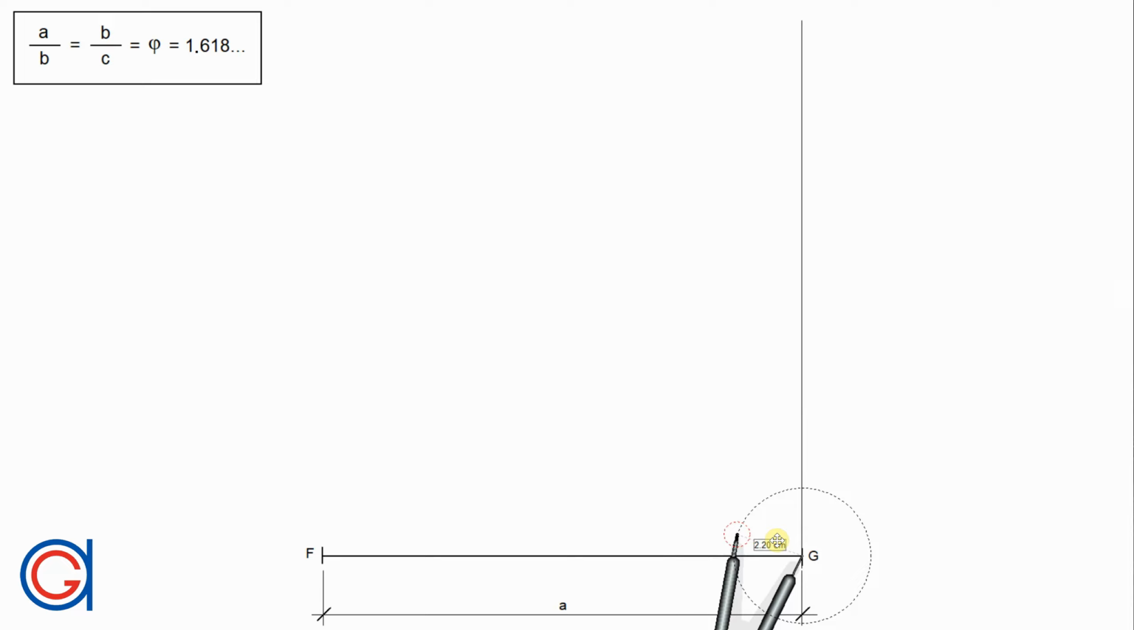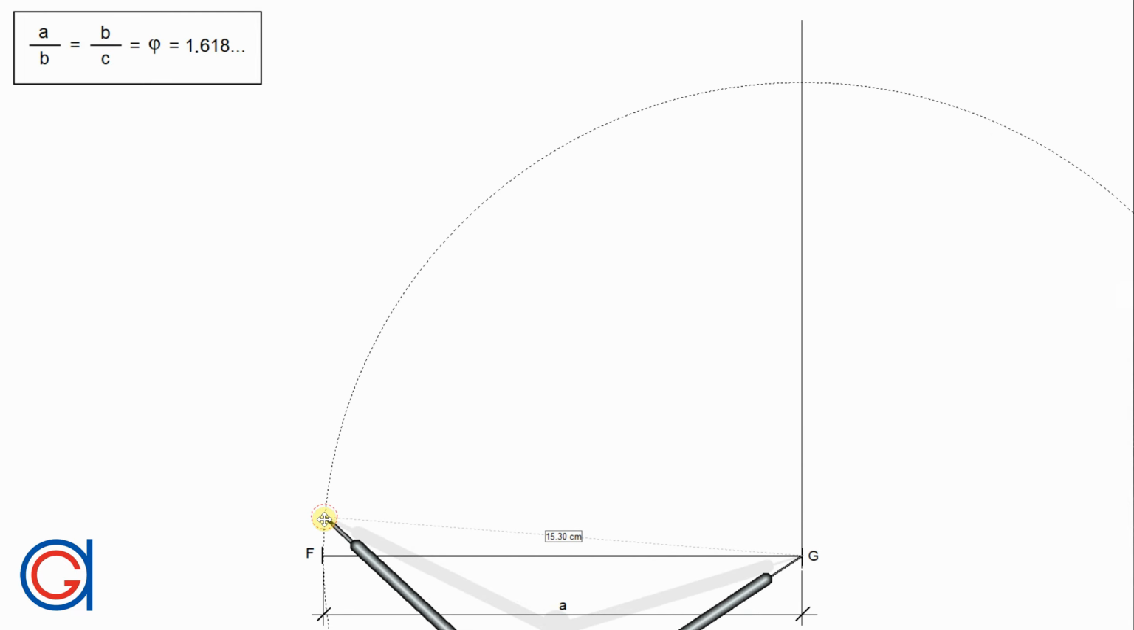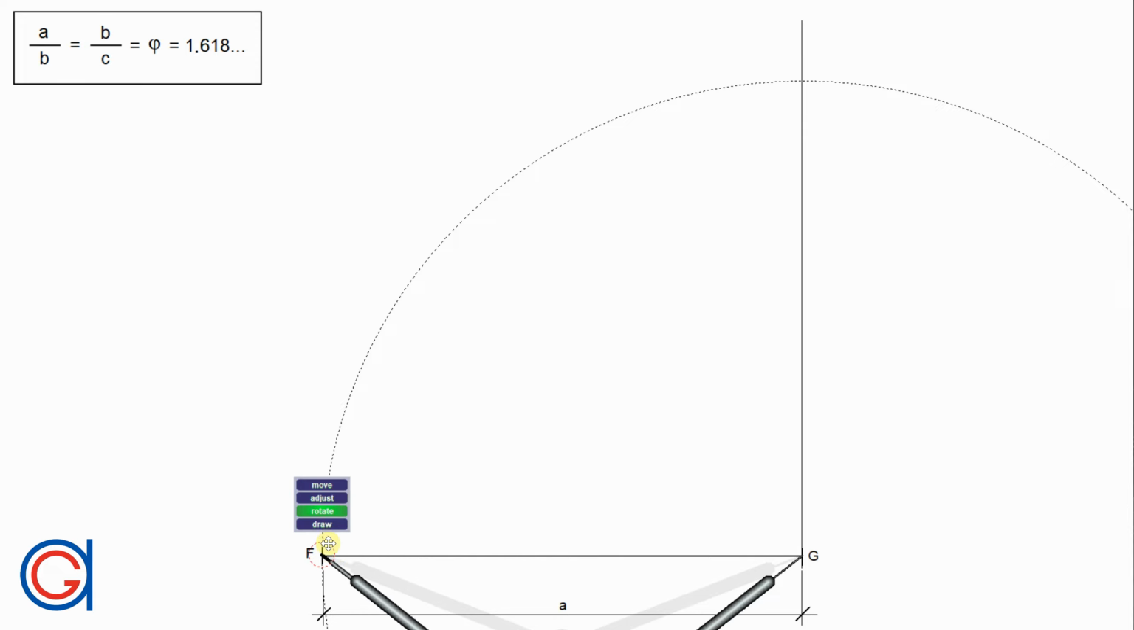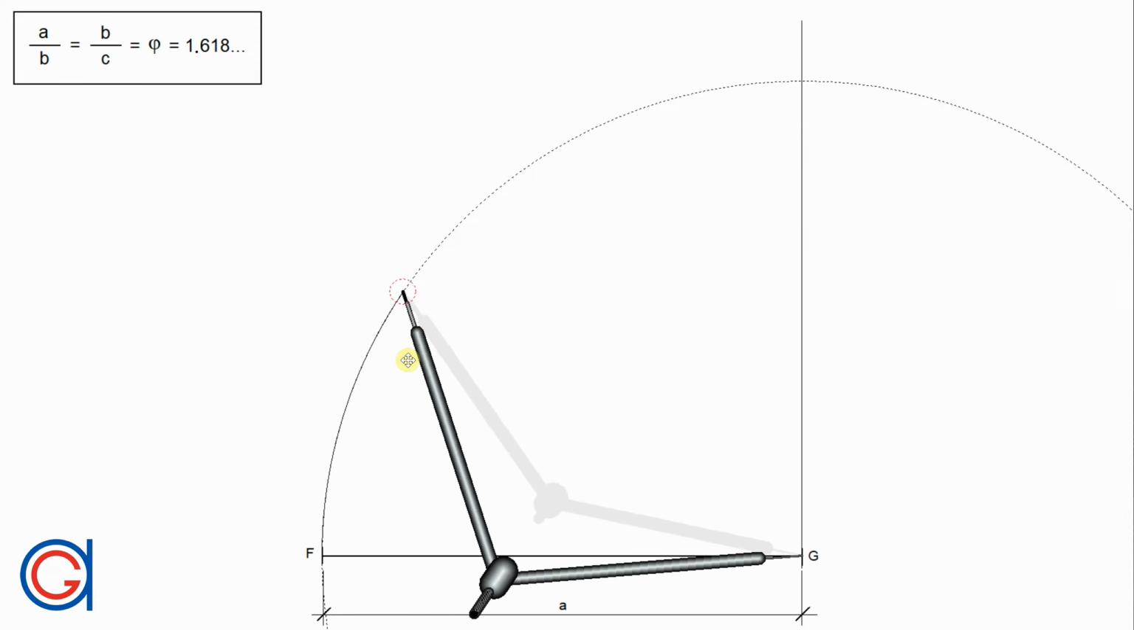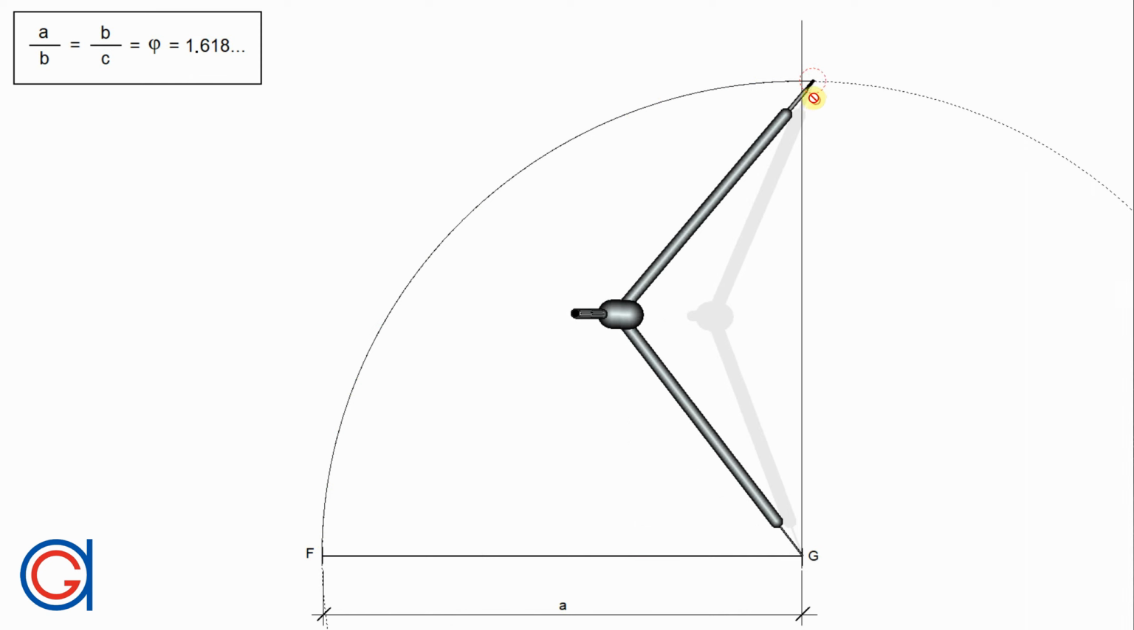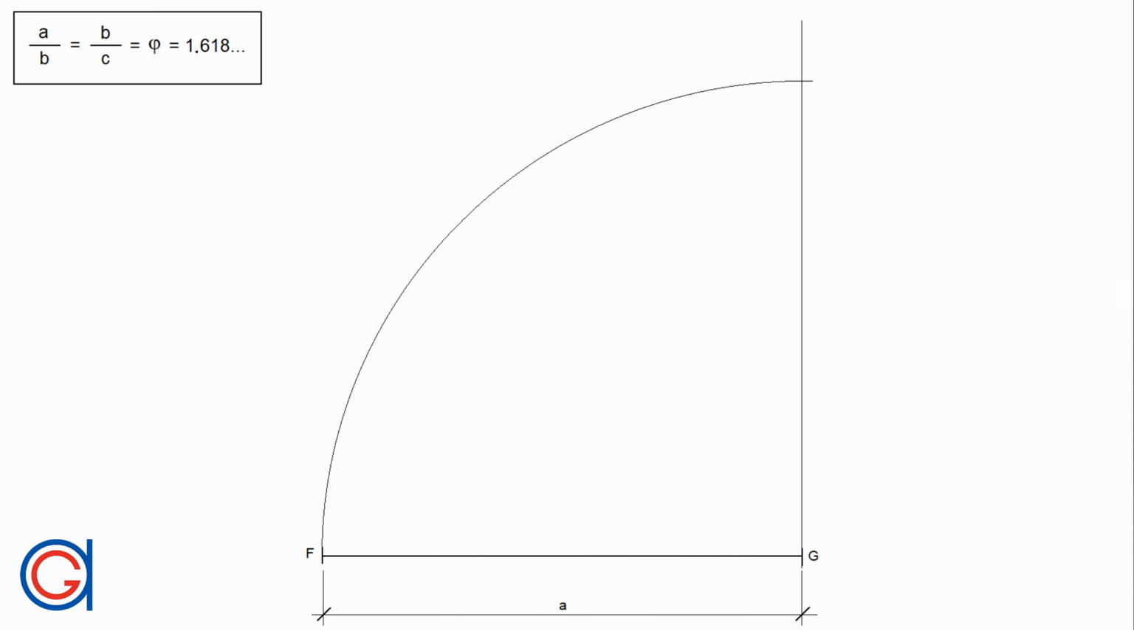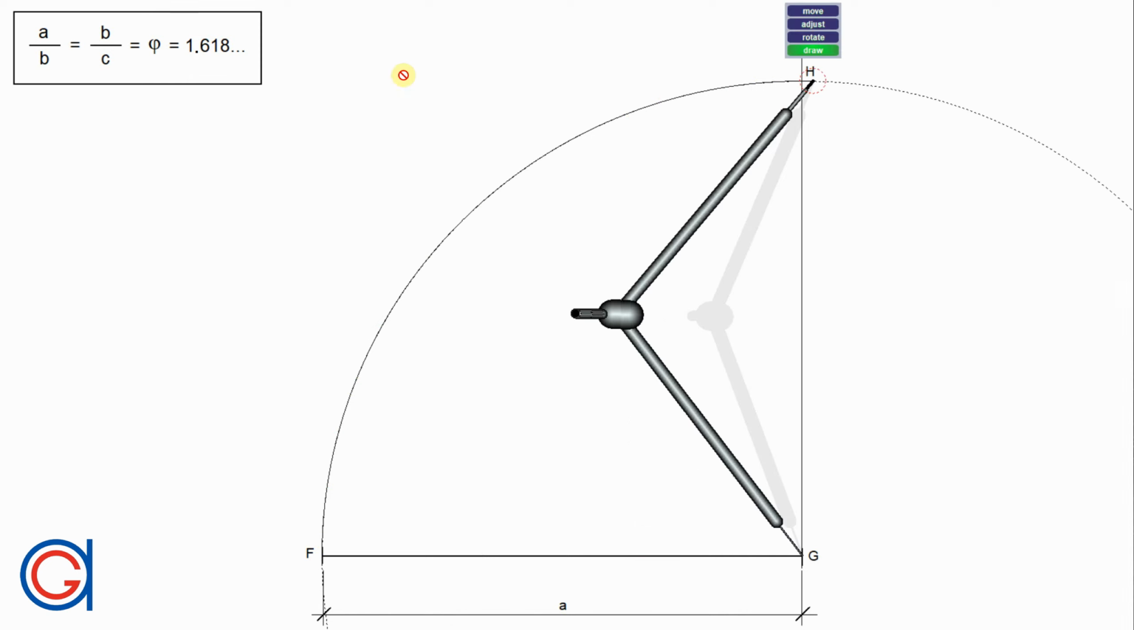The next step is setting the compass on point G and with a radius GF, we are going to transport this line segment onto the perpendicular line we have just drawn, getting a new point H.